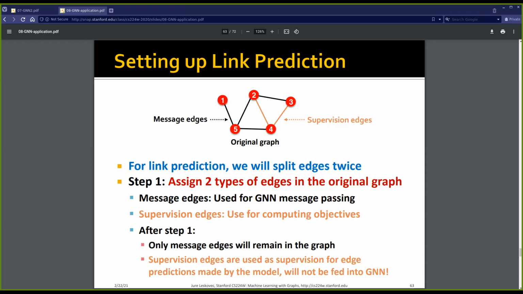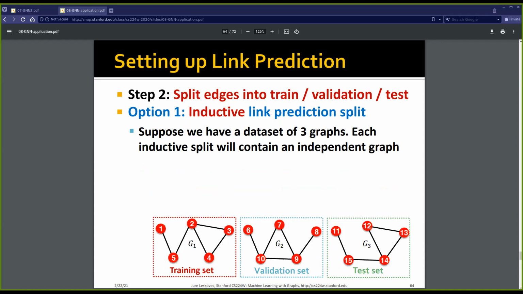So in this link prediction, we want to use the graph of the message edges, and we want the GNN to predict these supervision edges without seeing them in the first place. In inductive link prediction, we just create multiple graphs defined by the setting into train, validation, and test sets.